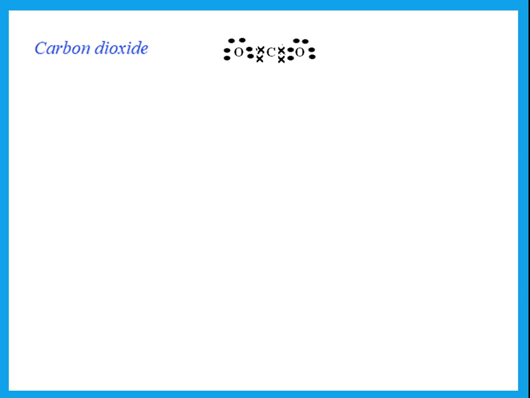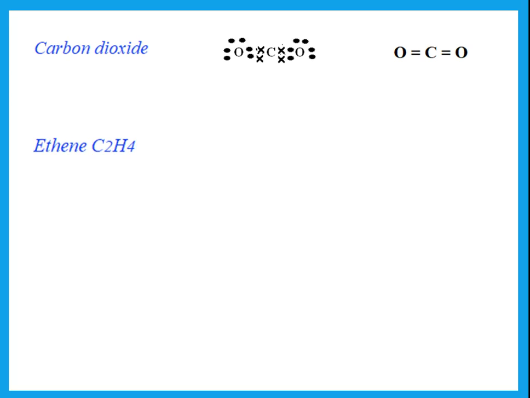Remember, you're going to put from the oxygen 2 being shared with the carbon, but it still has the rest of the 6, so you need to put them around the oxygen. So this is how you draw carbon dioxide. And carbon dioxide has double covalent bonds because it is sharing 2 pairs of electrons between each pair of atoms.